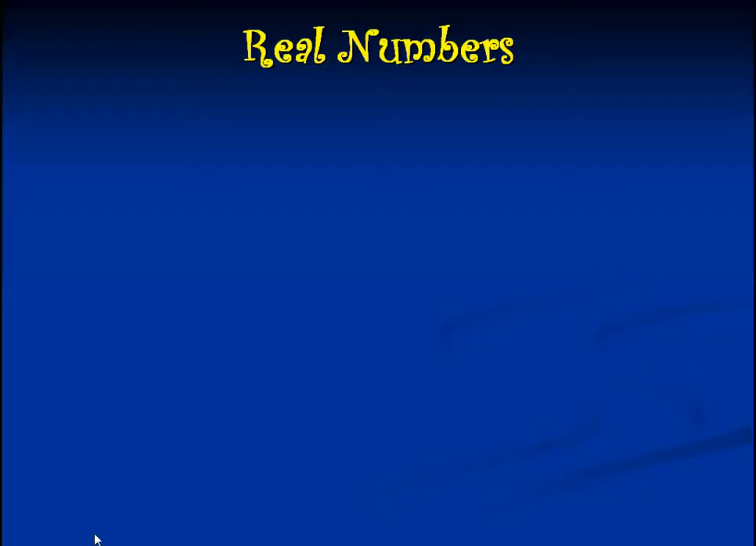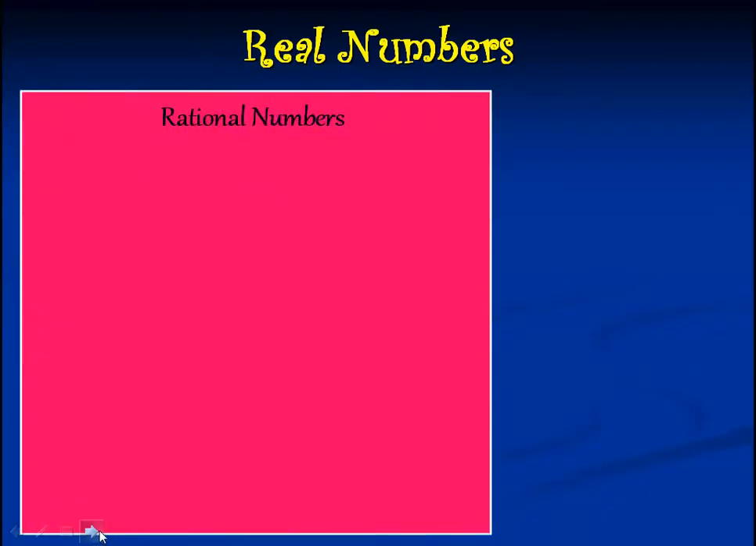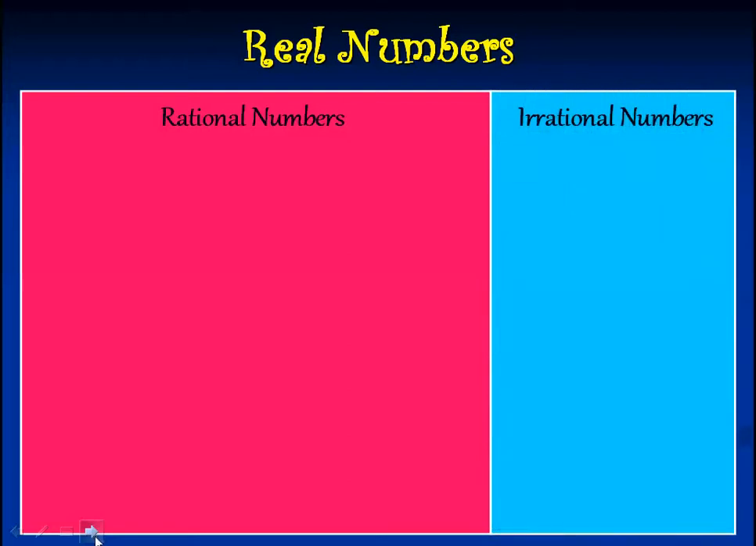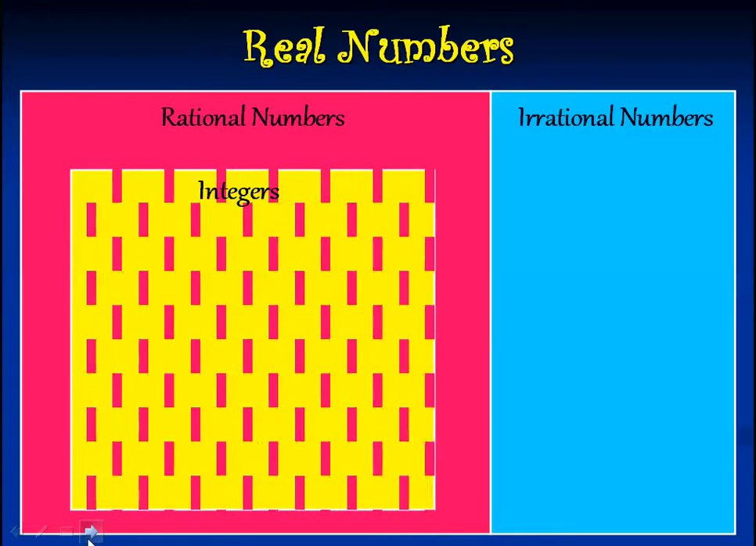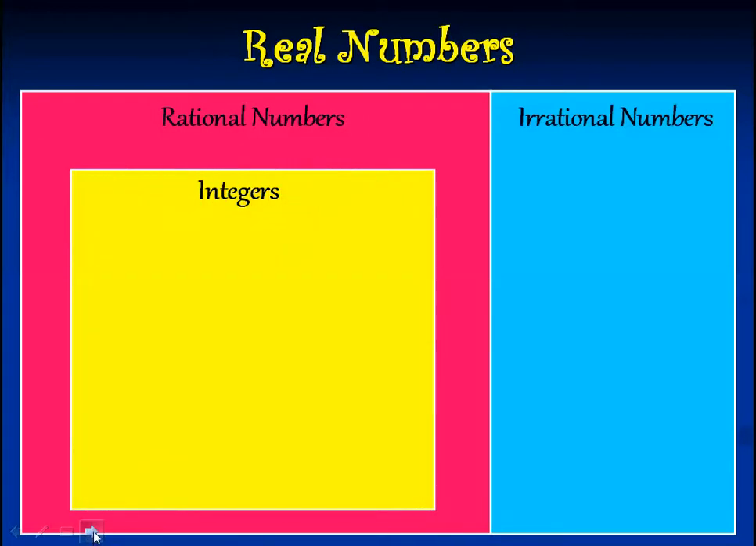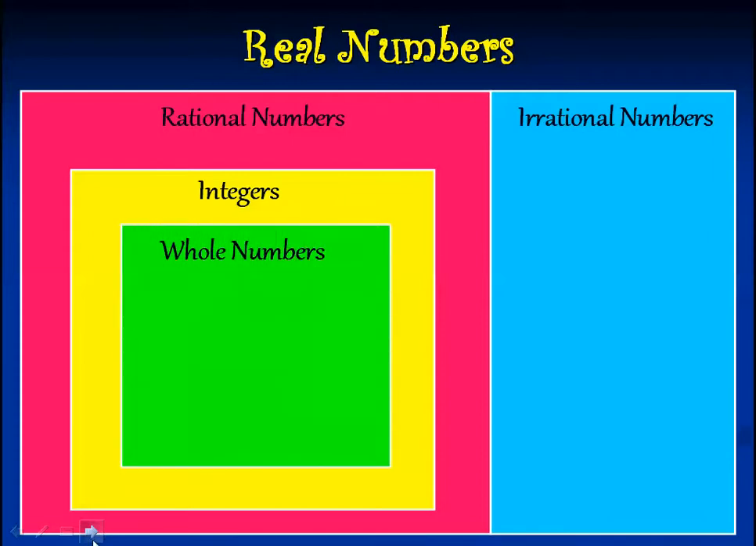Let's look at this a little different way. Within the real numbers, there are two basic sets of numbers that every real number must be. It must be either a rational number or it must be an irrational number. Within the rational numbers, there are some smaller sets. You have the integers, which include all the negatives and the positives of the whole numbers. You have whole numbers, and you have natural numbers.